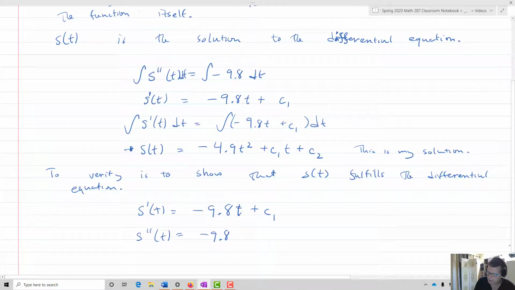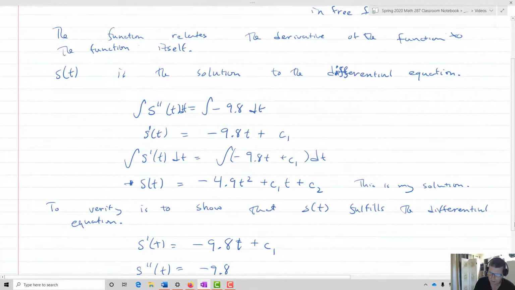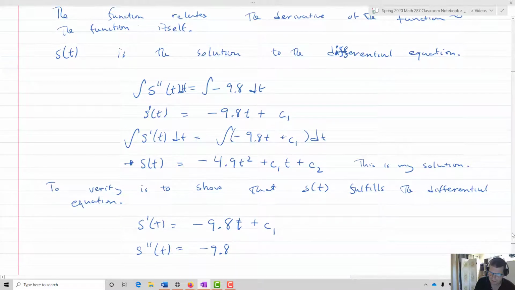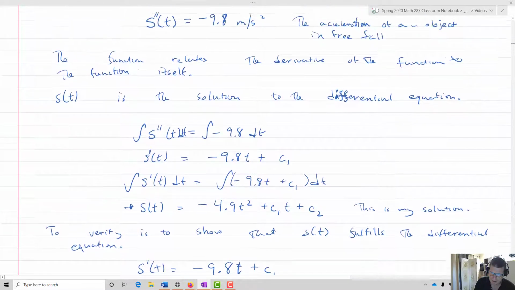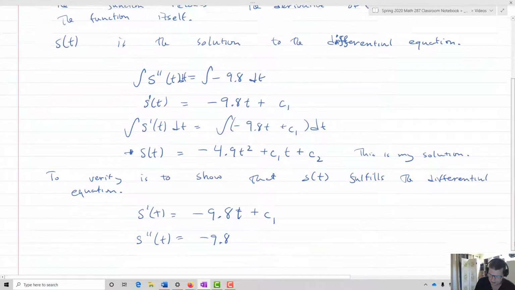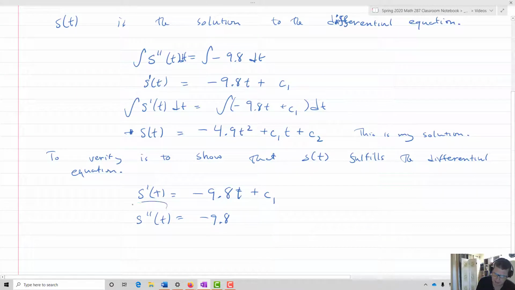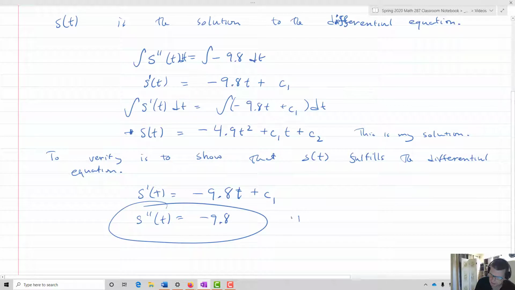If we go back up and take a look at our original function, s double prime of t was negative 9.8 meters per second squared. s double prime of t, again, is negative 9.8. Thus, we have verified that s is the solution to s double prime of t equals negative 9.8.